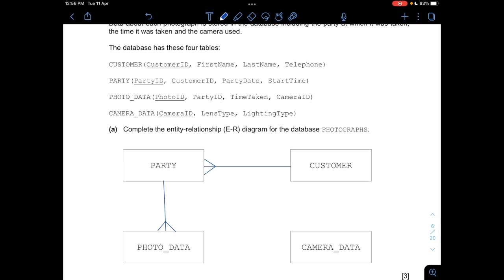So because camera ID is a primary key under camera data and camera ID is under foreign key of photo data, that means that for one camera data there can be many photo data. So that will also be a one-to-many relationship as well. Same goes for the others as well. As you see, customer ID is primary key for customer and also foreign key for customer ID in party, which means that there could be many parties that the customer has, right? So that's why for customer to party there will also be a one-to-many relationship. Same goes for the camera data and photo data.